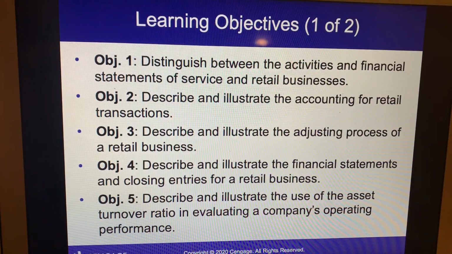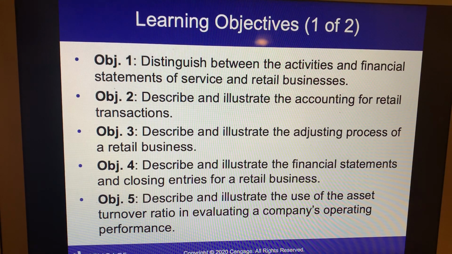So the learning objectives for this chapter: distinguish between the activities and financial statements of service and retail businesses; describe and illustrate the accounting for retail transactions; describe and illustrate the adjusting process of a retail business; describe and illustrate the financial statements and closing entries for a retail business.